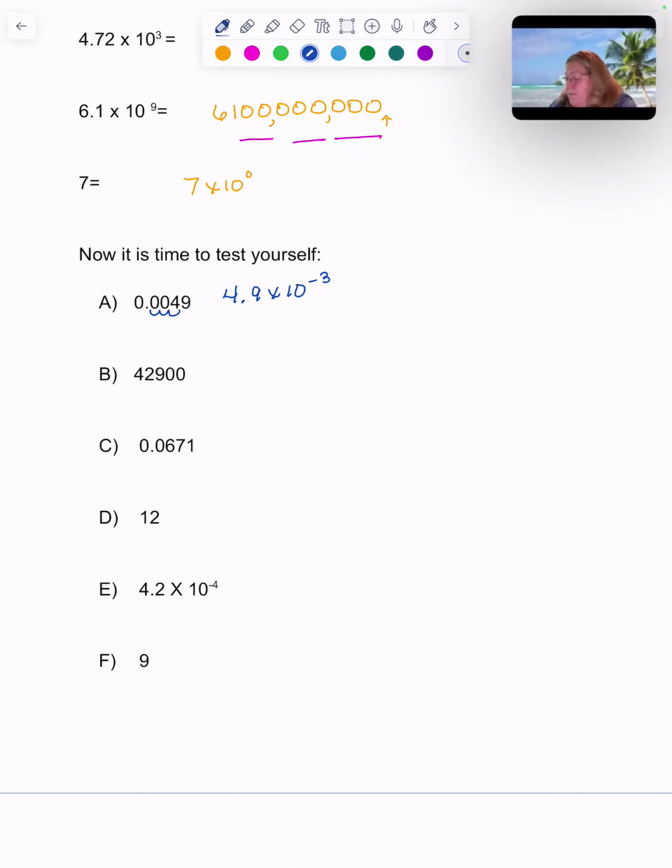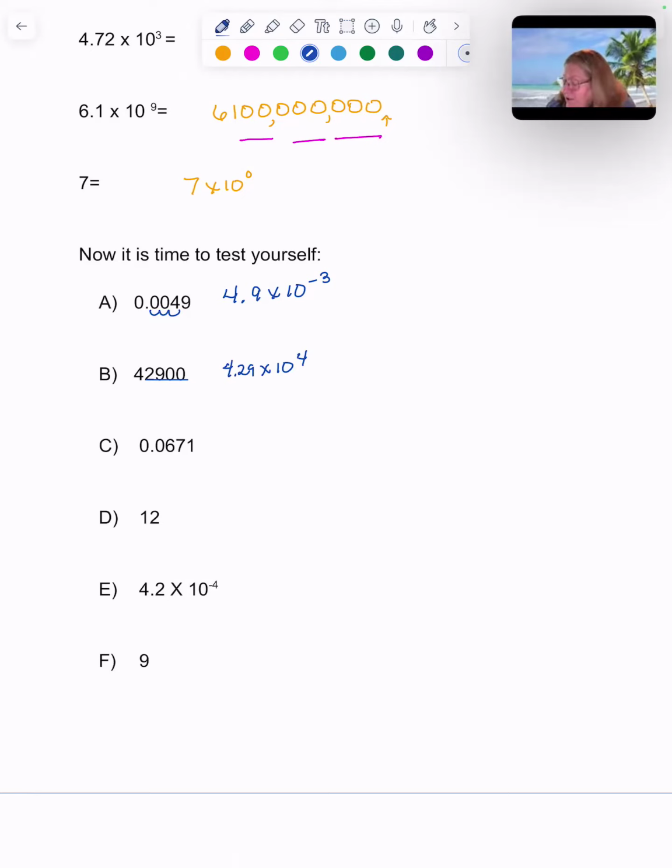Here we've got a number that's greater than 1. So we have a positive exponent. Decimal lived here. 1, 2, 2, 3, 4. So 4.29 times 10 to the fourth power. Remember, leading zeros and trailing zeros we don't put in here unless they are significant, which we'll get to later.